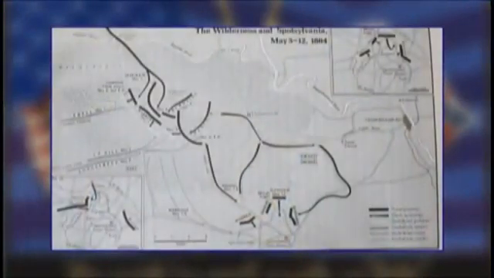There were no more retreats. Grant took off from the Wilderness, went down to Chattanooga, took over Missionary Ridge and Lookout Mountain. Okay, now the war changes.